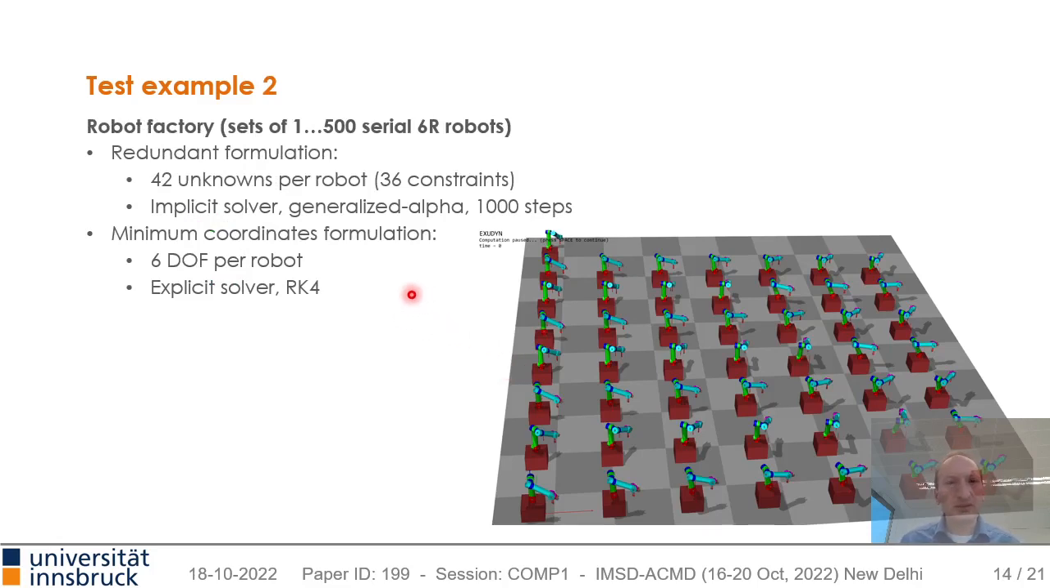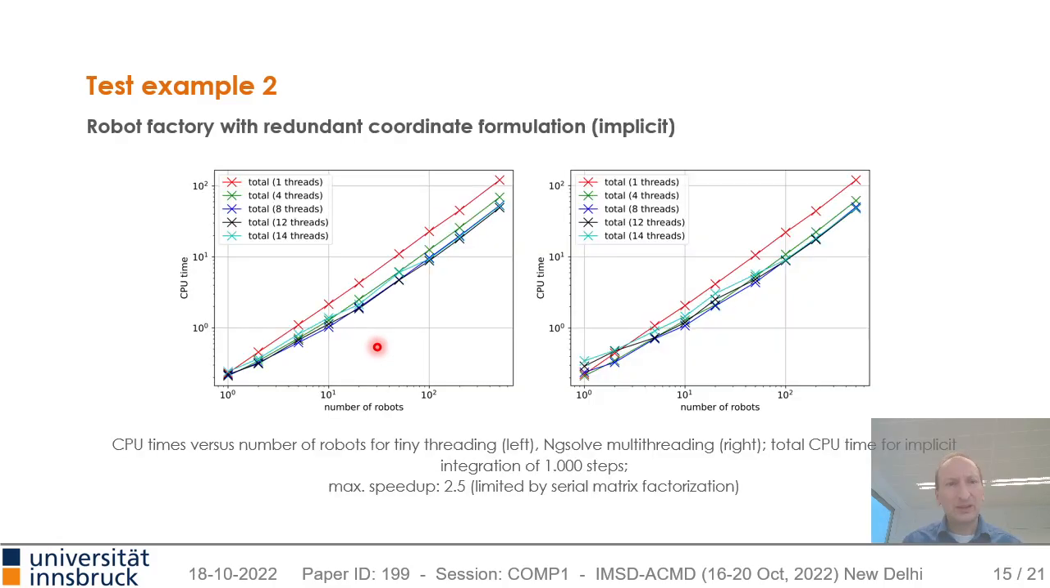The second example is a robot factory. It is a set of 1 up to 500 serial robots. They are modeled with the redundant formulation, having 42 unknowns per robot, with 36 constraints using Euler parameters, with an implicit solver and 1000 steps to be computed. The same is performed for a minimum coordinate formulation of the same case, which is shown in the paper.